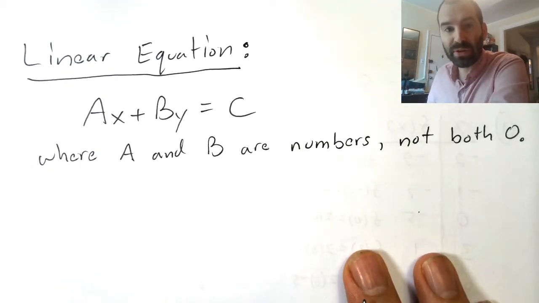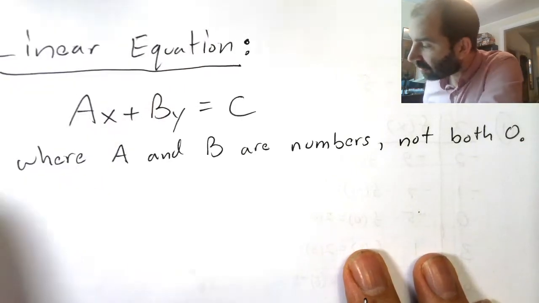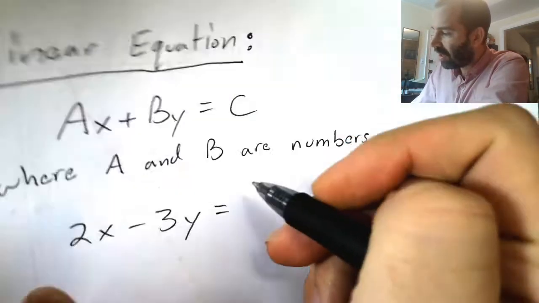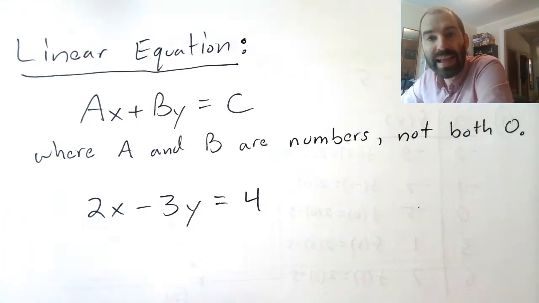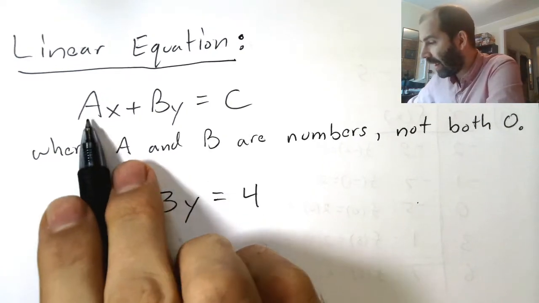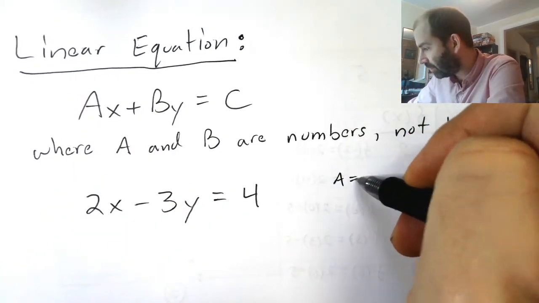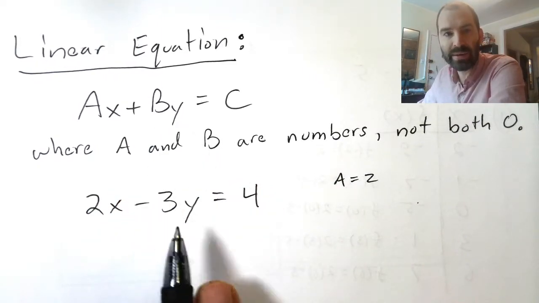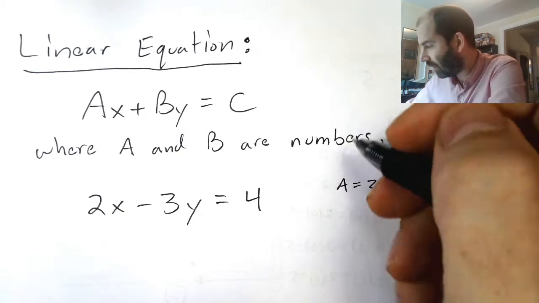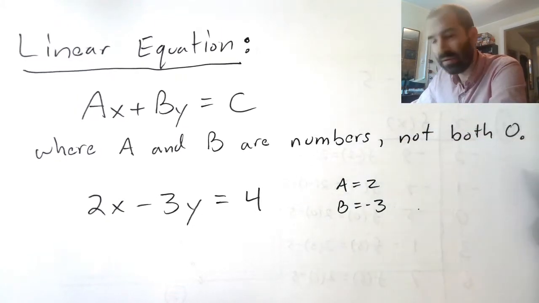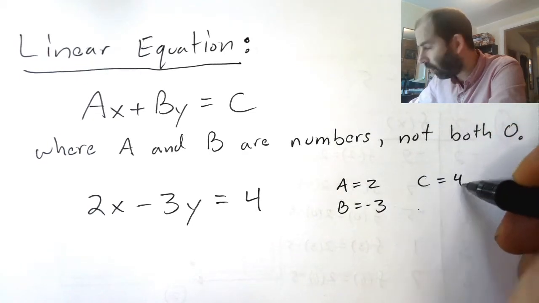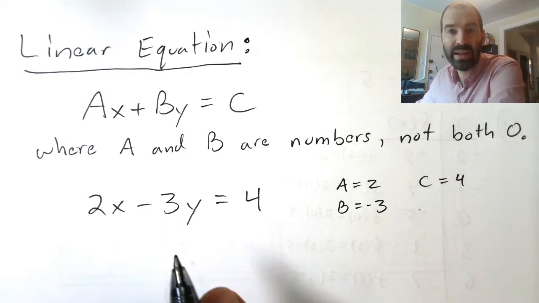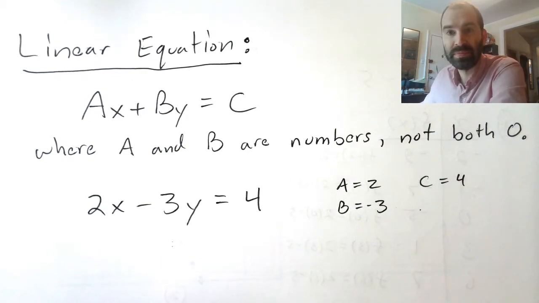Some examples of linear equations might be 2x minus 3y equals 4. That's an example of a linear equation where a is 2. B is, we're adding by. What do you add to get negative 3y? Well, your b would have to be negative 3. And c is 4 in that case. I can find numbers a, b, and c to get this form, and therefore this is a linear equation.